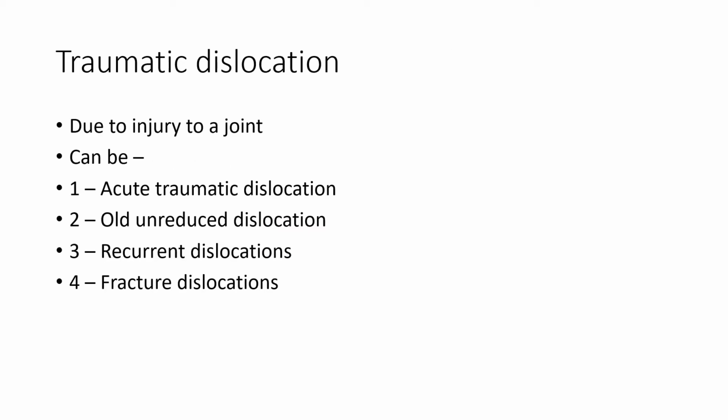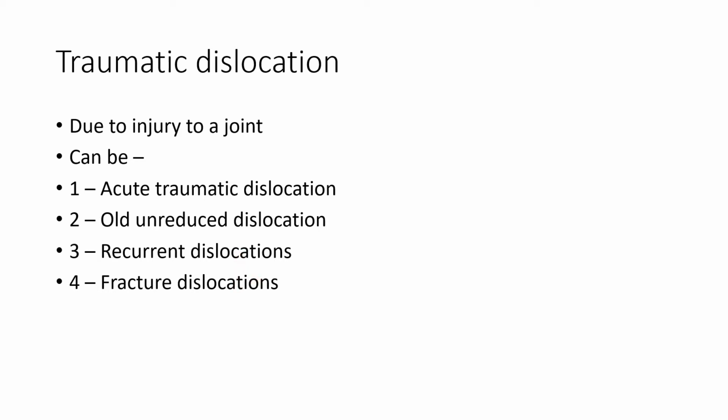So acute traumatic dislocation is an episode of dislocation where the force of injury is the main contributing factor. Example, shoulder dislocations. In old unreduced dislocations, a traumatic dislocation not reduced may present as an old unreduced dislocation. For example, old posterior dislocations of the hip. For recurrent dislocations, if in some joints proper healing does not occur after the first dislocation, it can result in weakness of the supporting structures of the joint, so that the joint dislocates repeatedly, often with trivial trauma. Recurrent dislocation of the shoulder and patella are common.